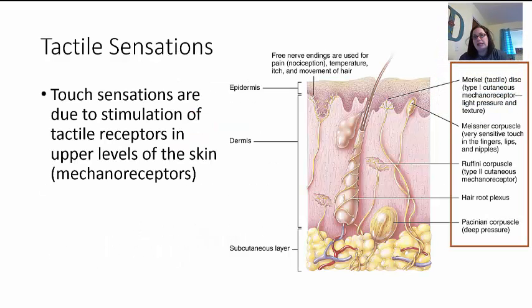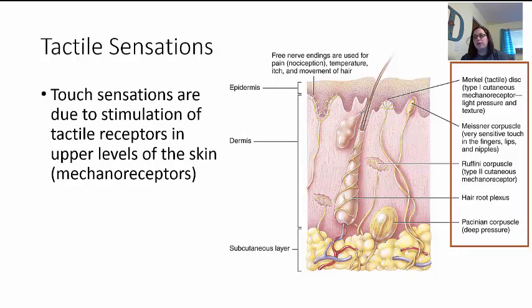So when we look at this, we're looking mostly at different types of touch when we're talking about the skin. So guys, when we're talking about tactile sensations, we're talking about mostly touch with the skin. So these are touch sensations. They're due to the stimulation of tactile receptors in the upper levels of your skin, and most of these are going to be types of mechanoreceptors.